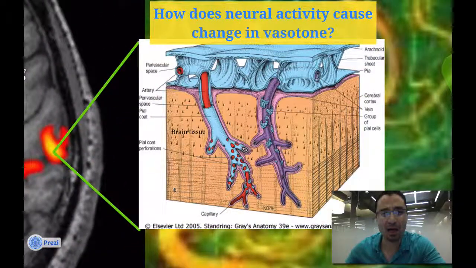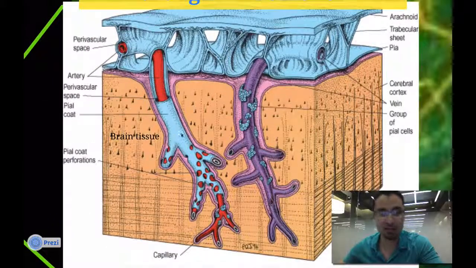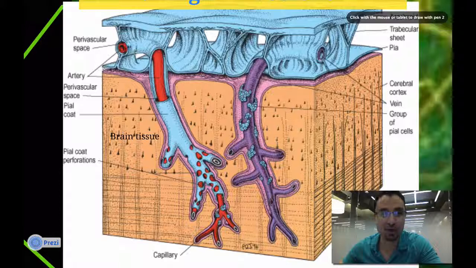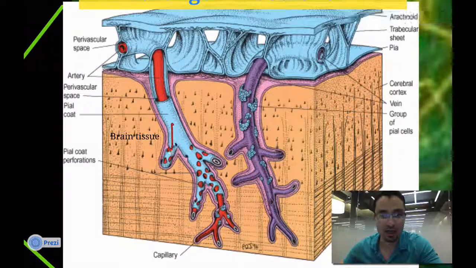So you're probably wondering, how does neuroactivity cause change in vasotone? To explain that, let's look at this model. Let's say this is a cross-section of your brain, this is the artery, and this is your vein. The artery digs into the brain tissue where it bifurcates, or in other words, divides into many different smaller segments called arterioles until it becomes capillaries. As you can see here, the artery is surrounded by the pial coat, which is a membrane that separates the blood and the brain tissue.